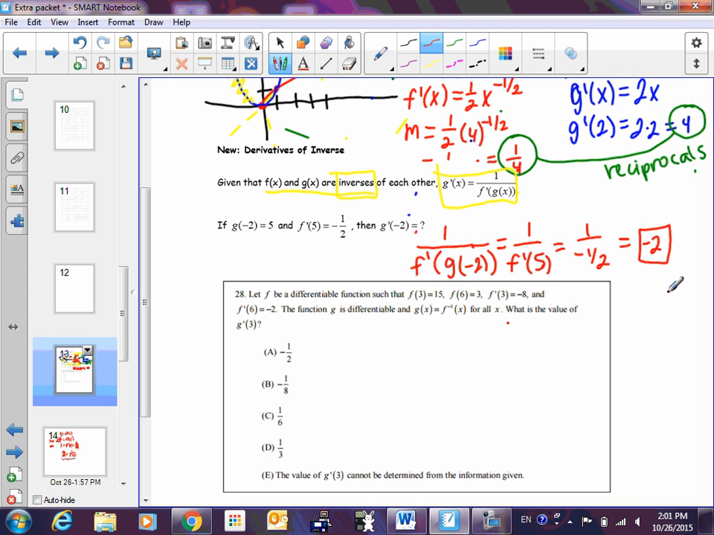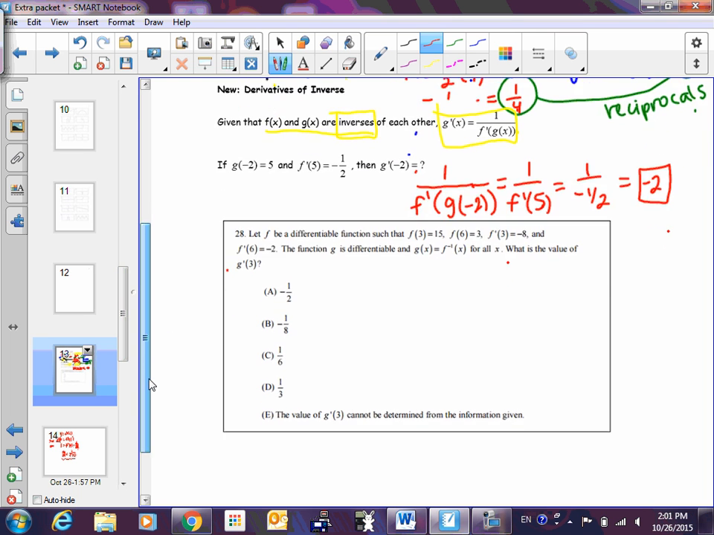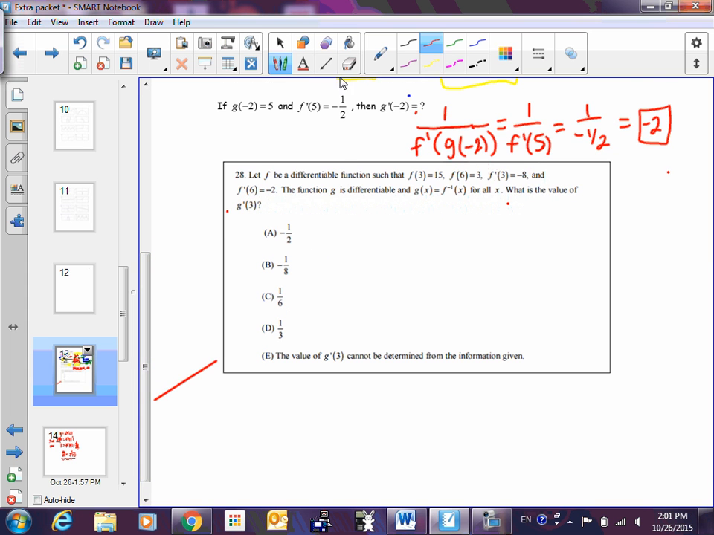Really, on the AP test, on multiple choice, there's only going to be one inverse question like this. However, it's probably going to be one of the easiest ones on the test. It's going to look really tough, but if you know how to do it, it's actually super easy. So this number 28 is an actual old AP test question. It says, let f be a differentiable function.